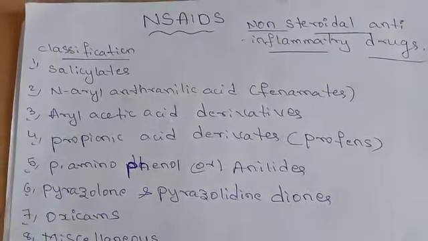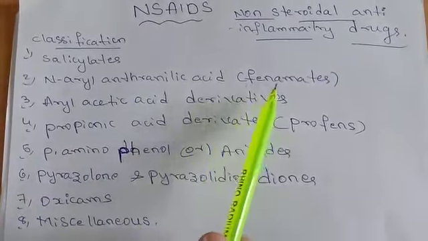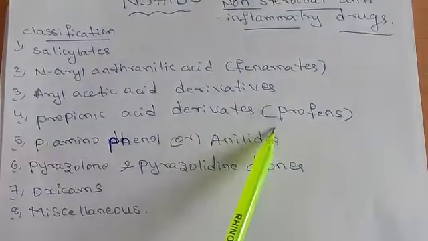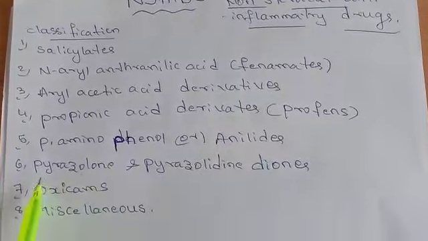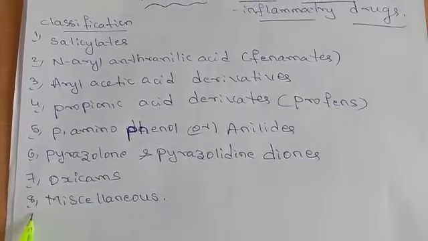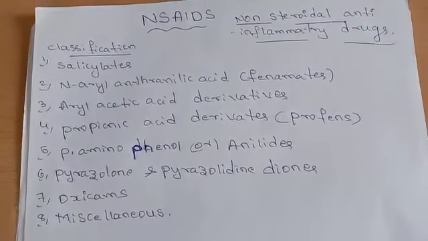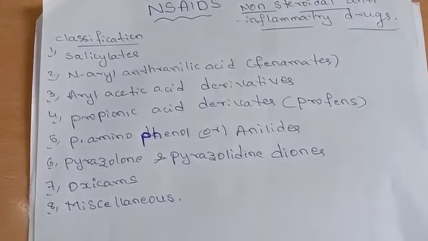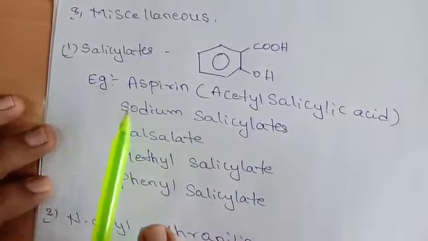These are classified into the following classes: salicylates, N-aryl anthranilic acid derivatives, which are also called fenamates, aryl acetic acid derivatives, propionic acid derivatives, also called profens, para-aminophenols or anilides, pyrazolone and pyrazolidinedione derivatives, oxicams, and miscellaneous. These are the different classes of non-steroidal anti-inflammatory drugs. Now let us see the classification of these NSAIDs in detail.